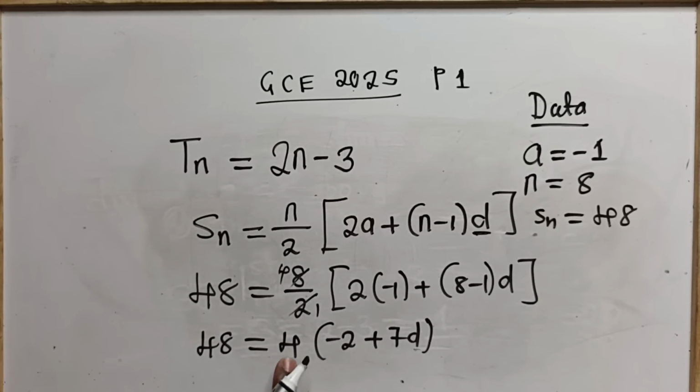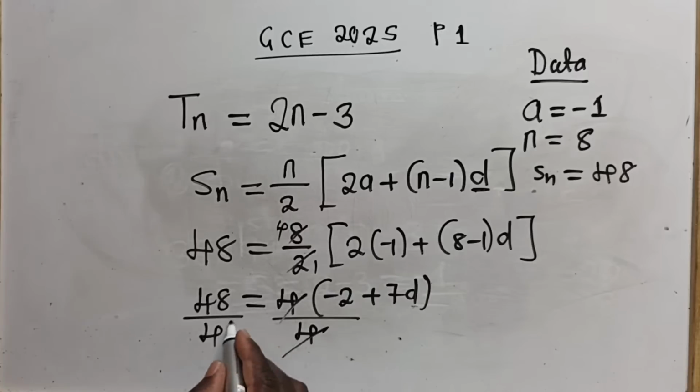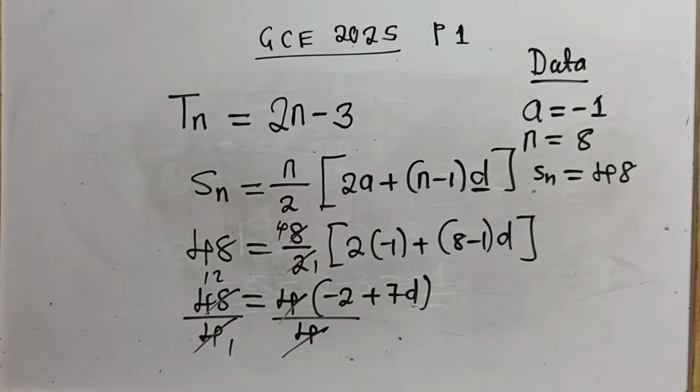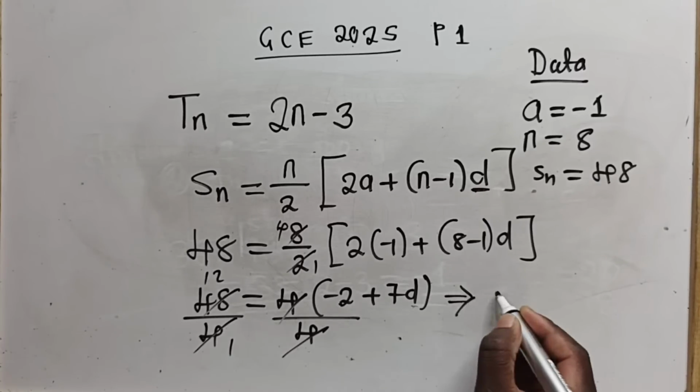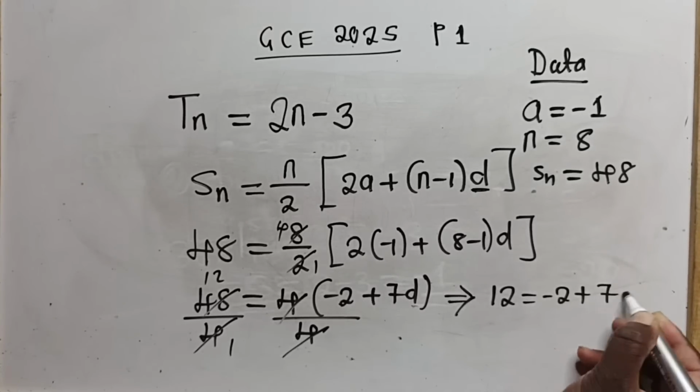Here, if you want, you can multiply this by everything that is inside the brackets, so that is 4 times -2, 4 times the 7d. But I don't want to do that because I don't want to waste my time. So I can simply divide both sides by 4. So this and this will go, 4 into 4, 1, 4 into 48, that's 12, if I'm not mistaken. Is it? Yes. So now we've got 12 is equal to -2 plus 7d.